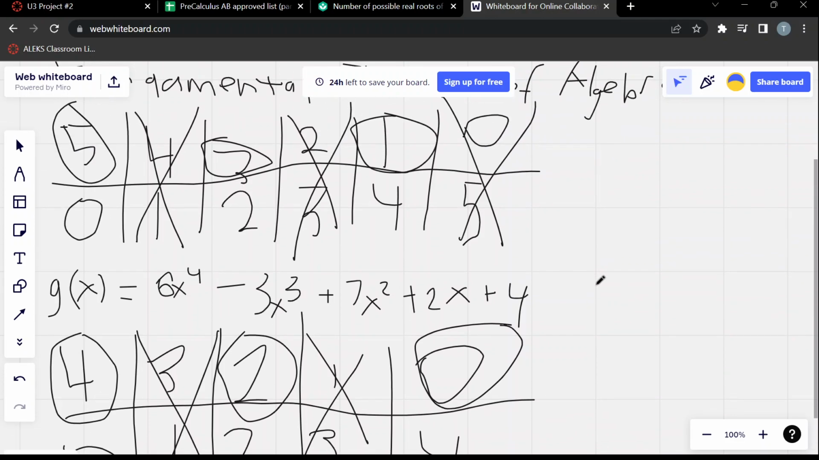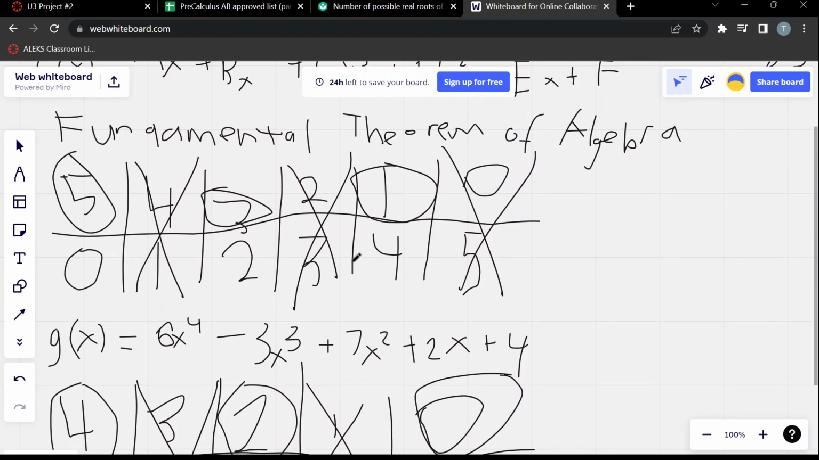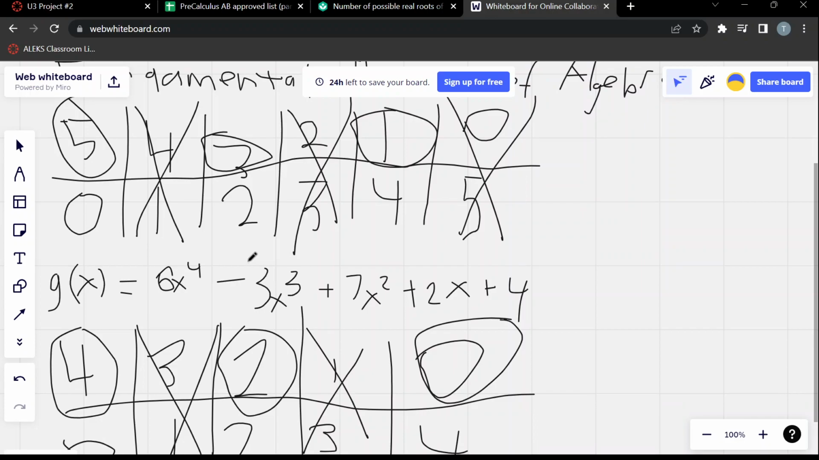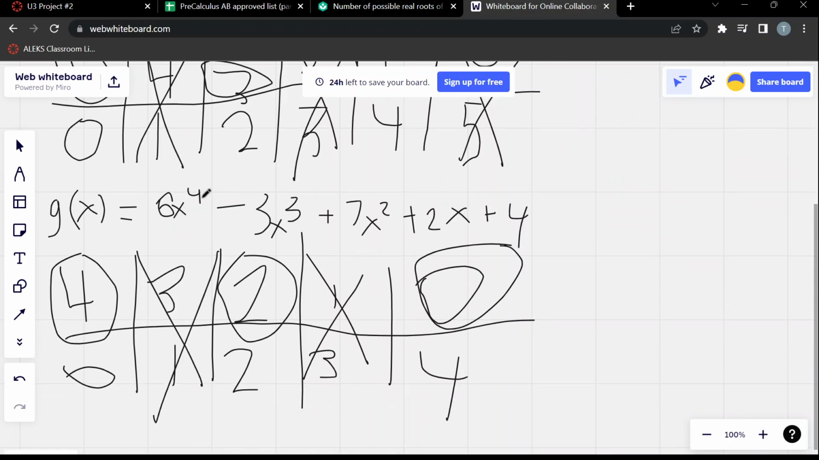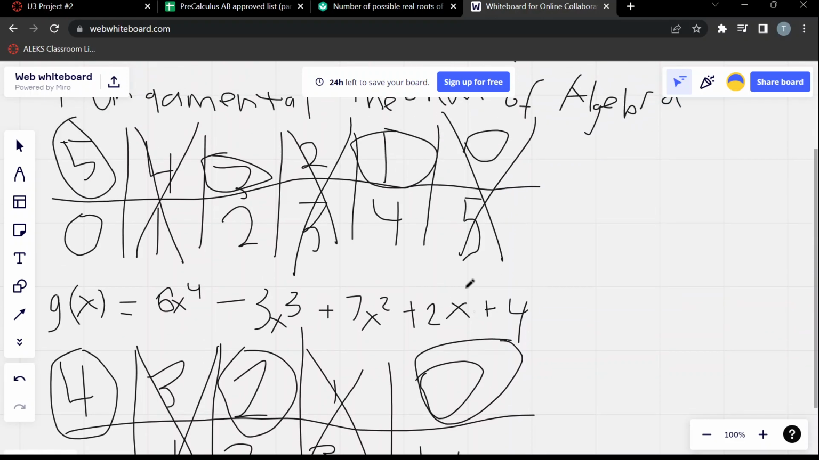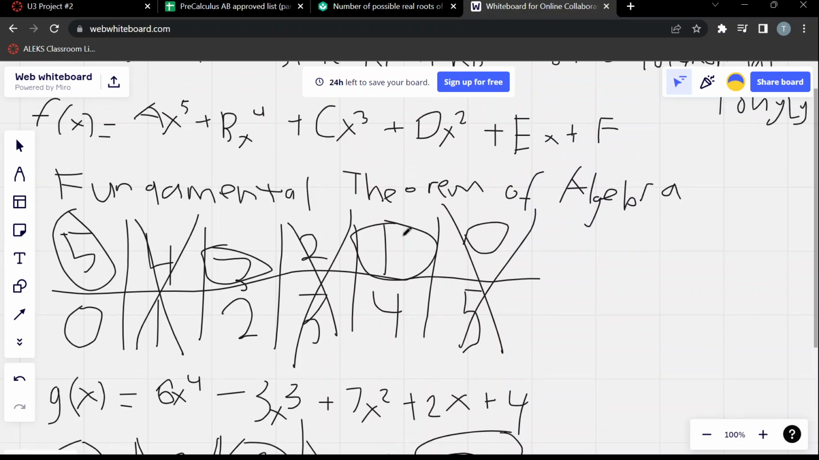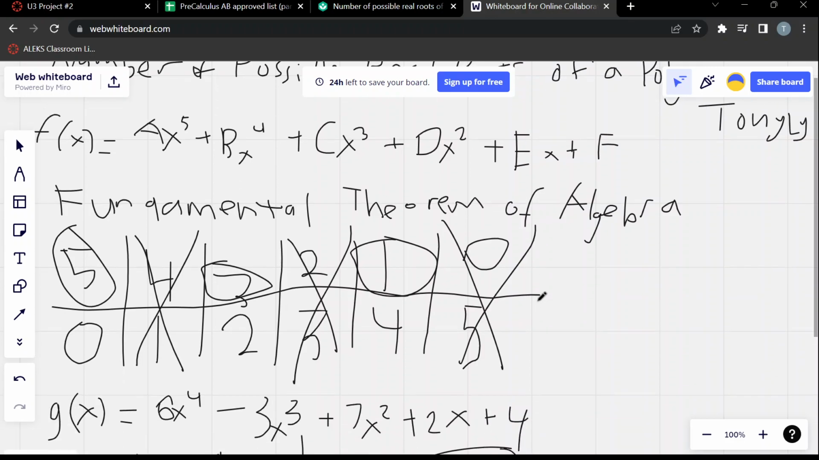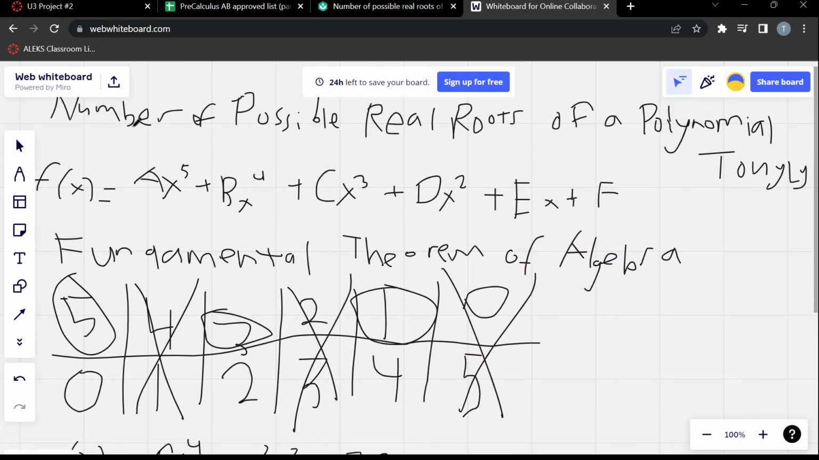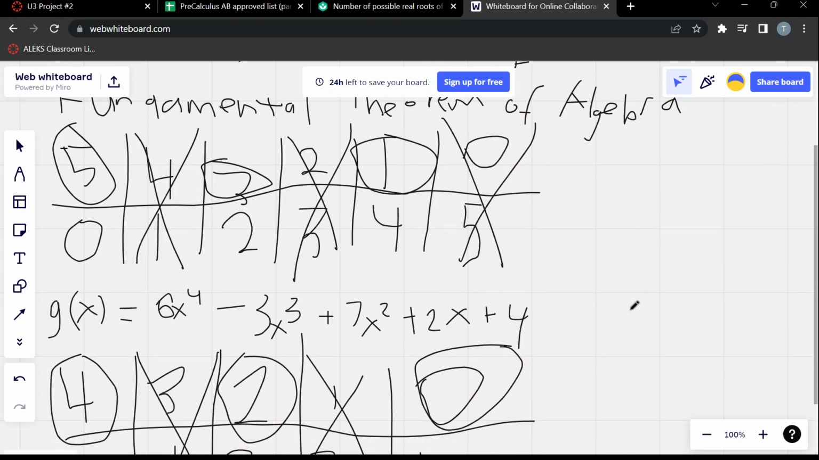You might have noticed a pattern here: the number of possible real roots is equal to the highest exponent, minus 2 each time until it hits either 0 or 1. And that's a shortcut to quickly find the number of possible real roots of a polynomial.